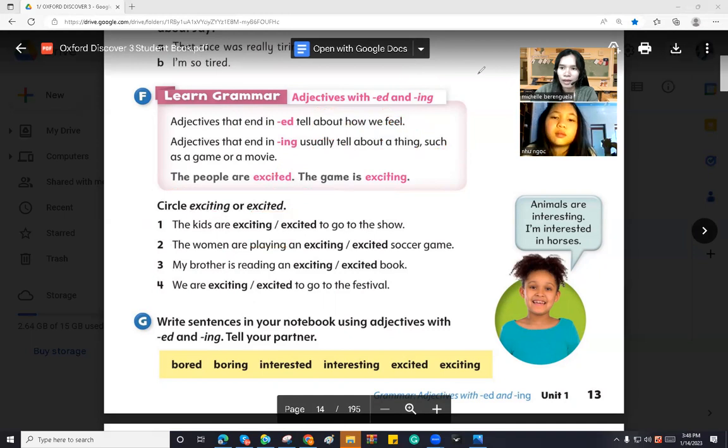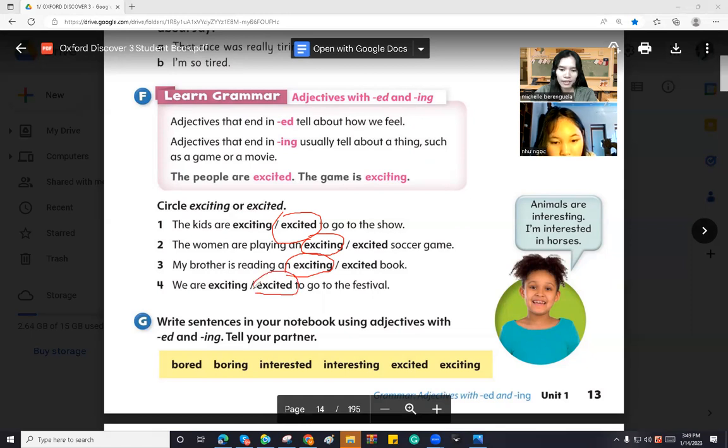All right. Are you ready? Can you tell me number one? The kids are excited to go to the show. Excited. Yes. Okay, what about number two? Women are playing an exciting soccer game. All right, number three. My brother is reading an exciting book. Okay, next, four. We are excited to go to the festival.